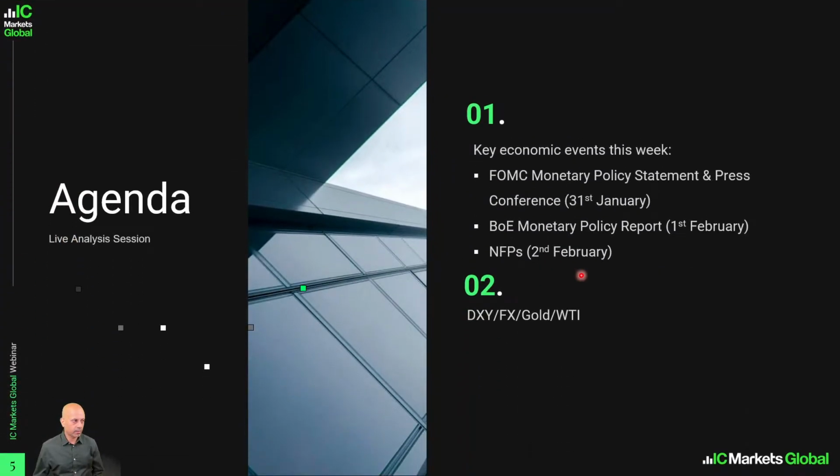All right, so just a simple agenda for today. We'll quickly go through the key economic events that are coming up this week. We've got two monetary policy statements, and we've got the NFPs as well. There's a whole bunch of other data coming out this week, but these are the three events that are going to stand out. Of course, we've got the FOMC meeting on 31st January, followed by the Bank of England on the 1st of February, and we have the highly anticipated non-farm payrolls on the 2nd of February.